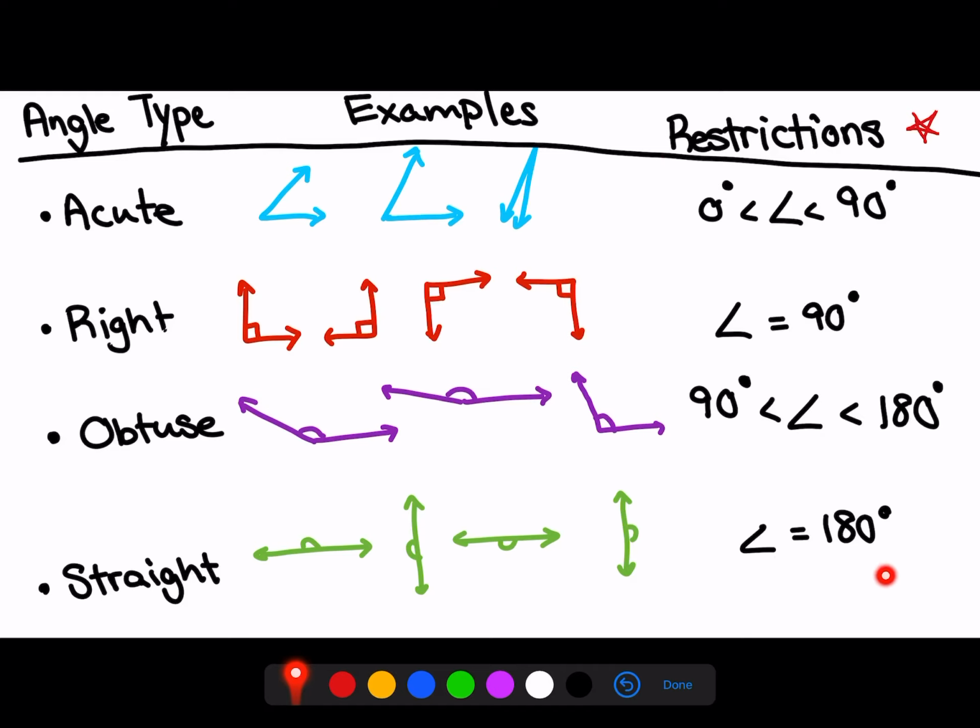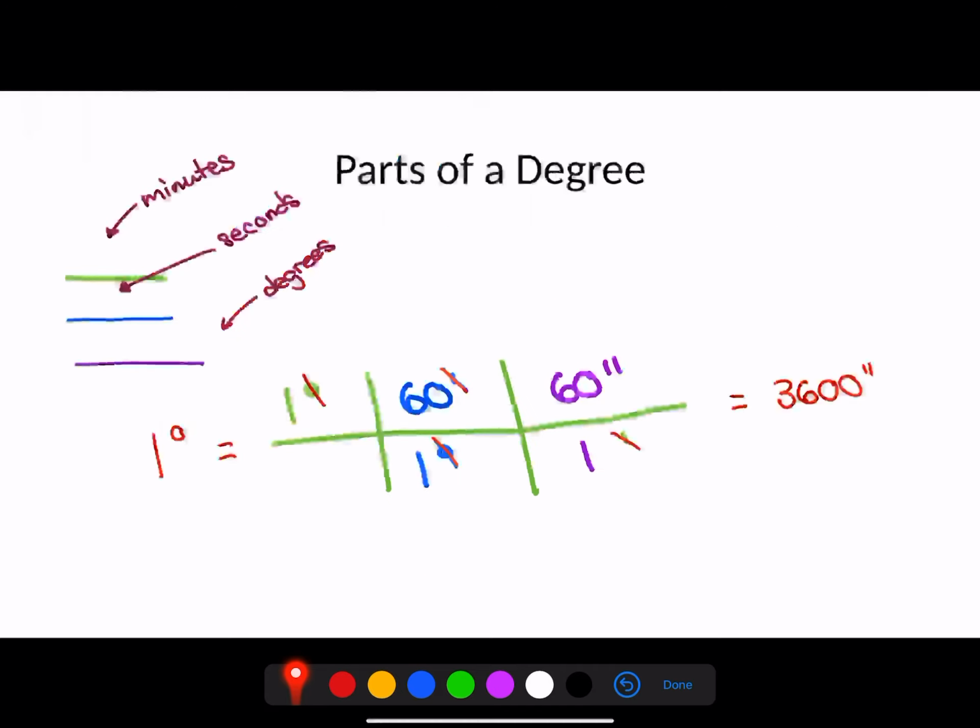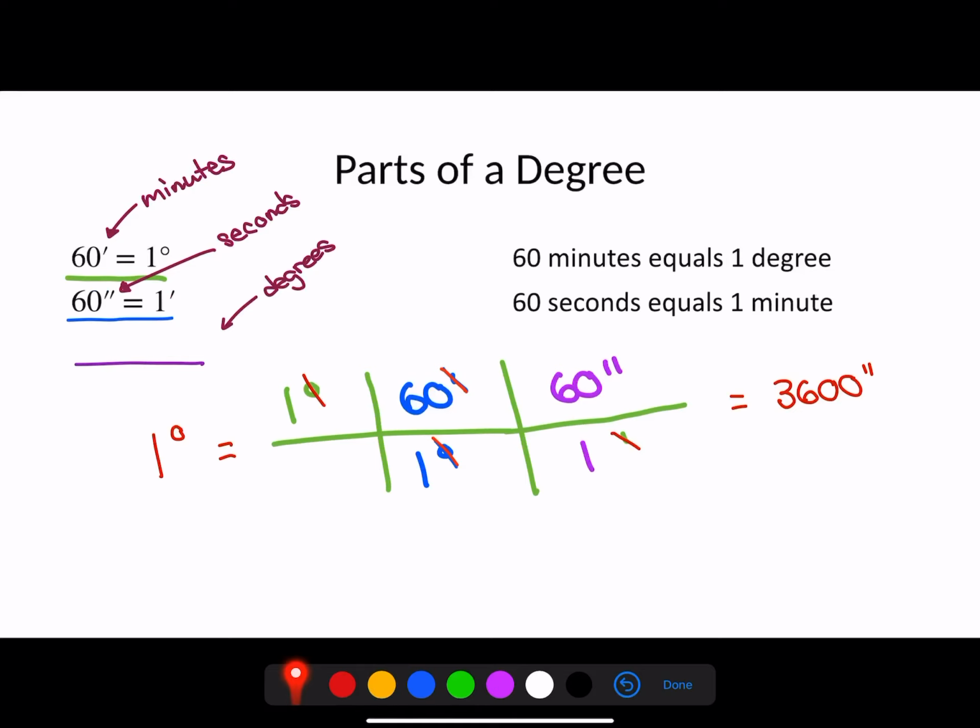And the restrictions are the important part here because that will kind of dictate what exactly we're dealing with when they give us restrictions on angles. So let's go ahead and move forward. Next up, we're going to work on conversions of degrees. So we have parts of degrees here. Now, we know for a fact that 1 degree will equal 60 minutes. And this little apostrophe here, that stands for minutes. So anytime that you see just one single apostrophe, that means minutes. So 60 minutes is 1 degree.